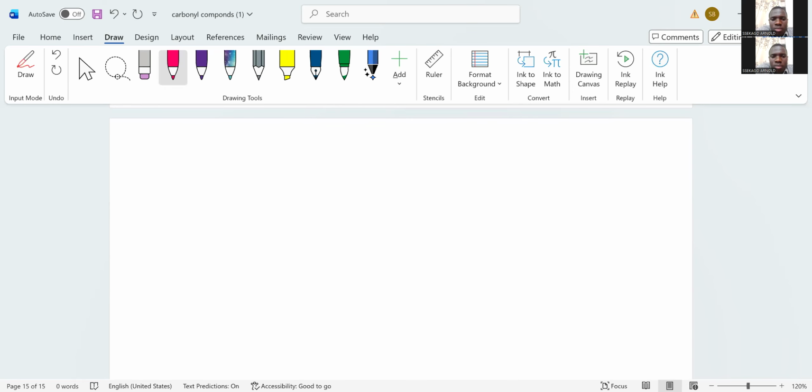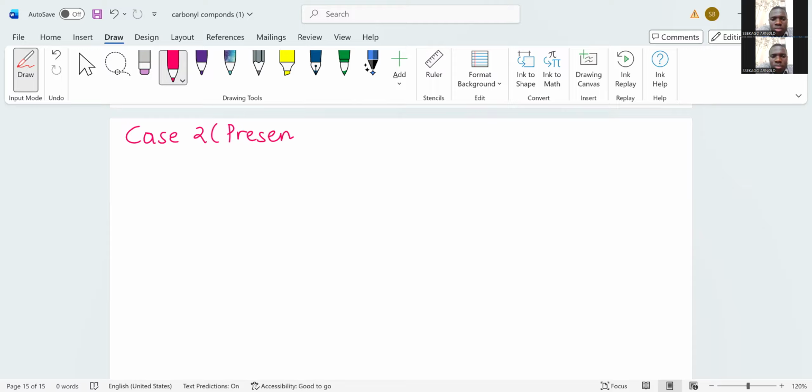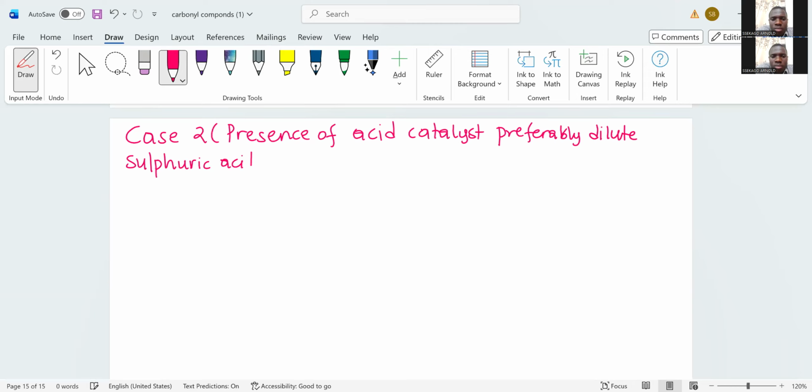Case two. This is presence of acid catalyst, preferably dilute sulfuric acid.